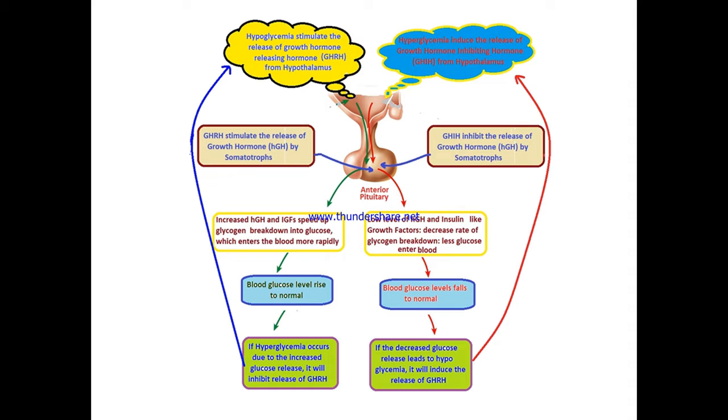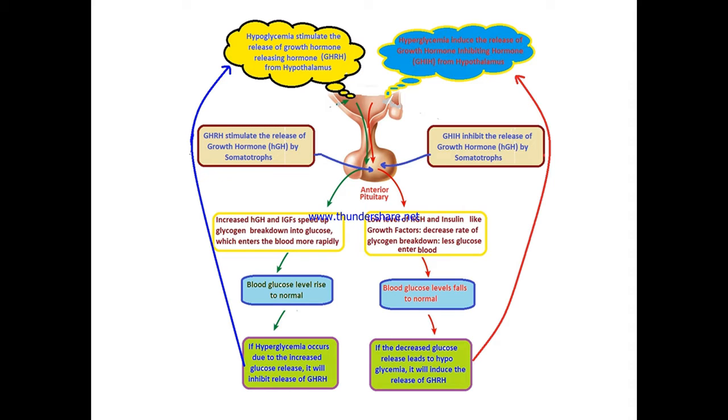Low levels of growth hormone and insulin-like growth factors decrease the rate of glycogen breakdown. Less glucose will enter the blood. Blood glucose level falls to normal. If the decreased glucose release leads to hypoglycemia, it will induce the release of GHRH.